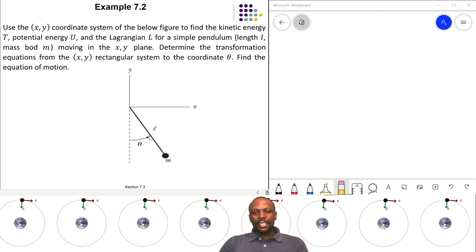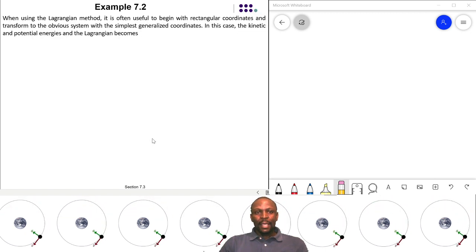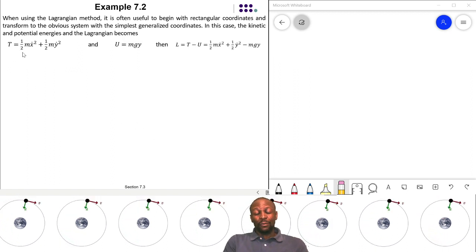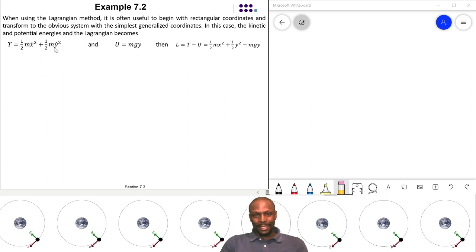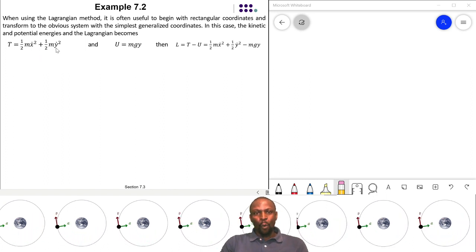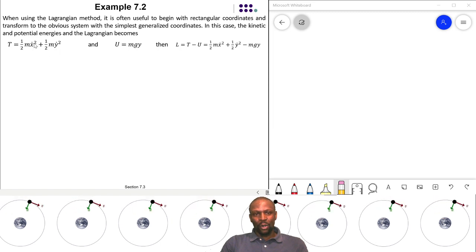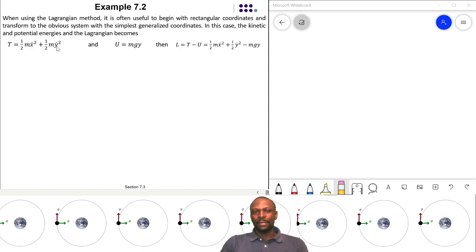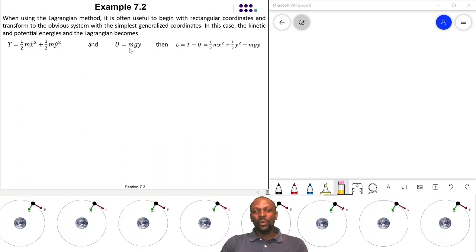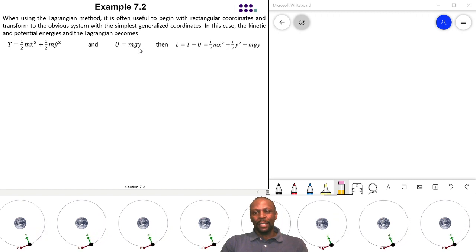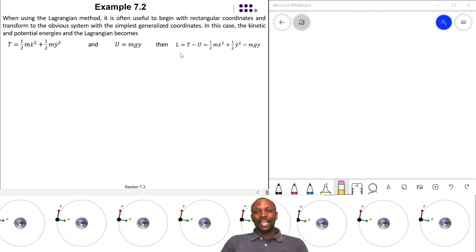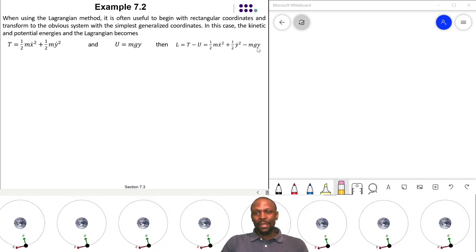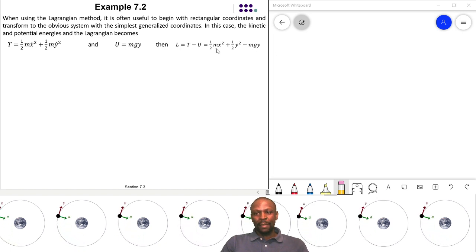Now, in this case, we are just going to have the kinetic energy. If we use the Lagrangian, the kinetic energy will just be given in terms of the X and then plus the Y coordinates. X dot is nothing else but the velocity in the X direction, and Y dot is the velocity in the Y direction. And of course, the potential energy will just be given by mgy. Now the Lagrangian is nothing else but the difference between the kinetic minus the potential energy, which is just given by this equation.